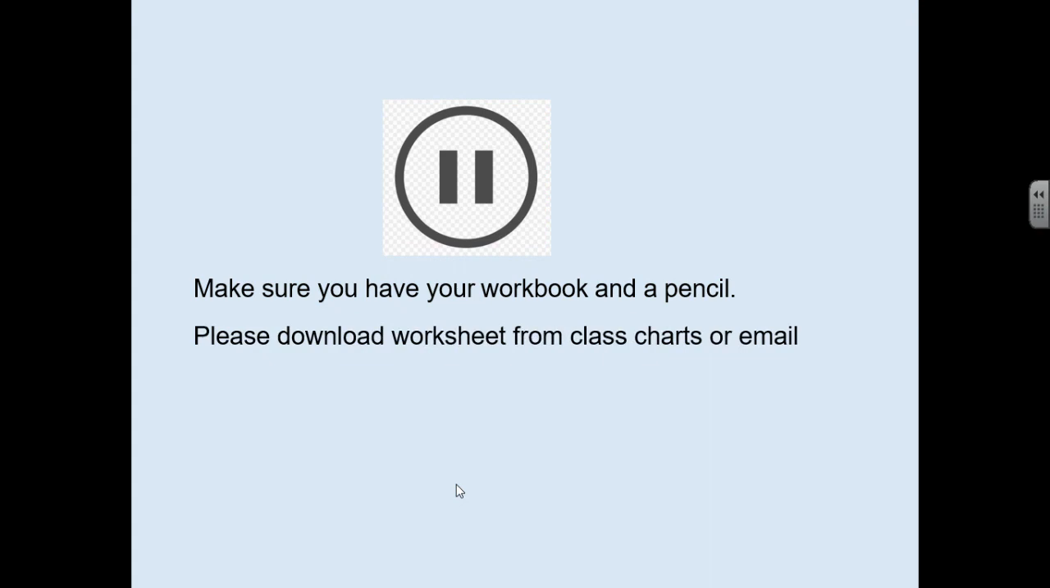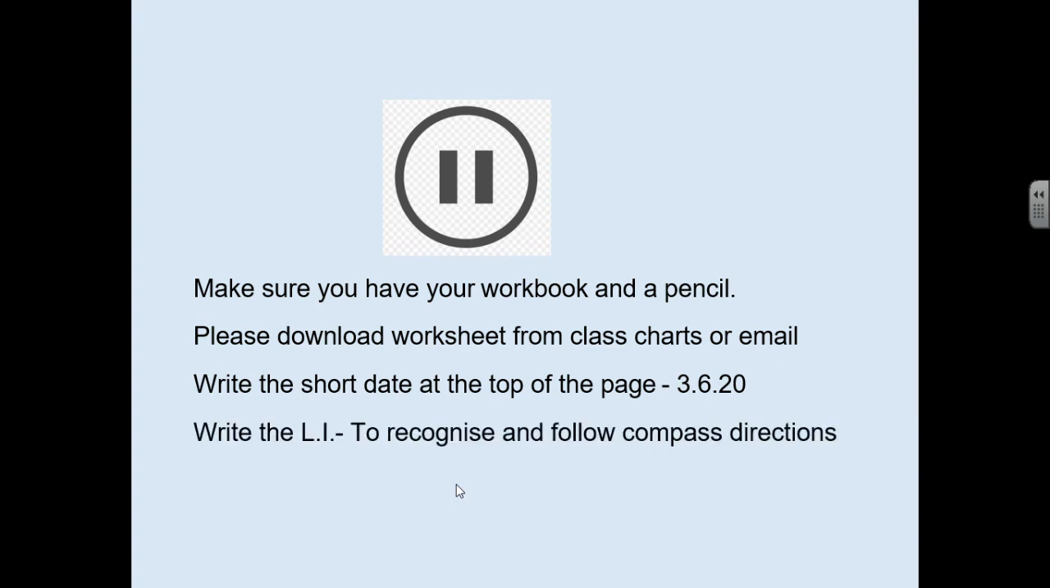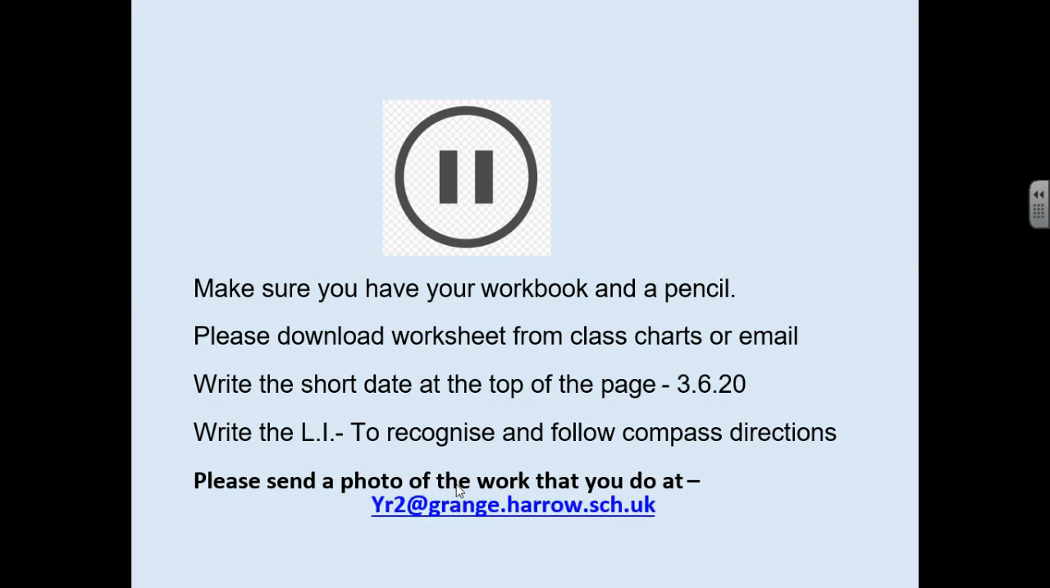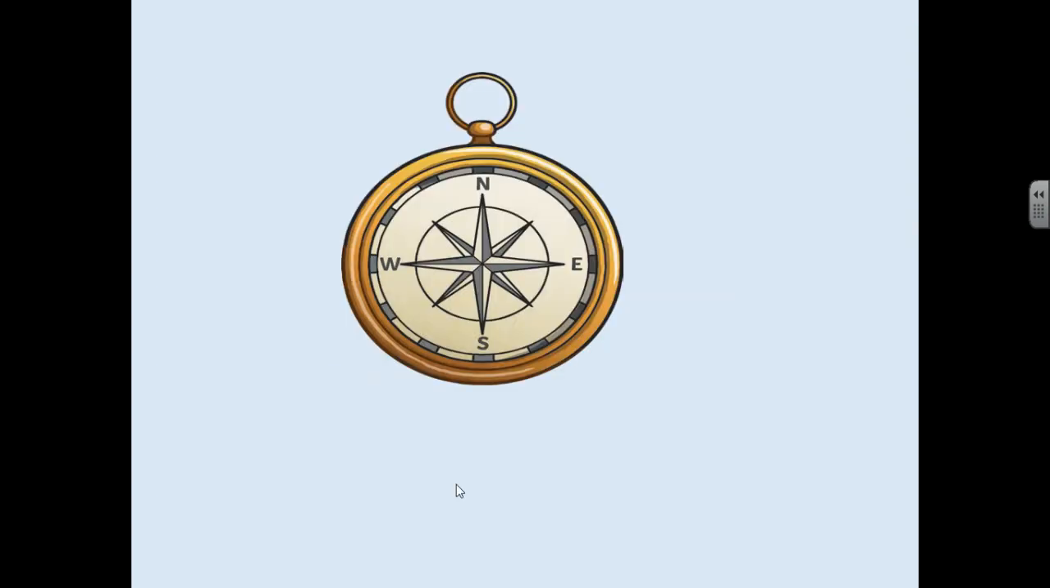Right, pause the video and make sure you have your workbook and a pencil. Please download worksheets from class charts or email. Write the short date at the top of the page, 3.6.20. Write the LI: to recognize and follow compass directions. Once you have finished your work, please send a photo of your work at year2@grange.harrow.sch.uk.